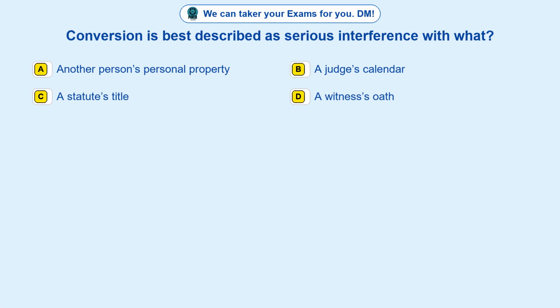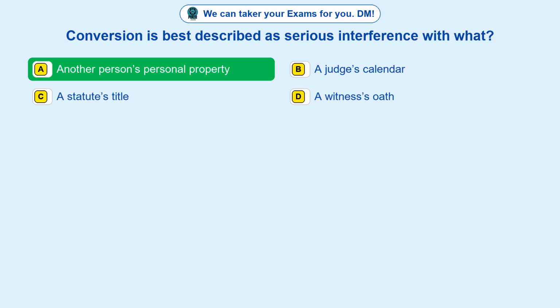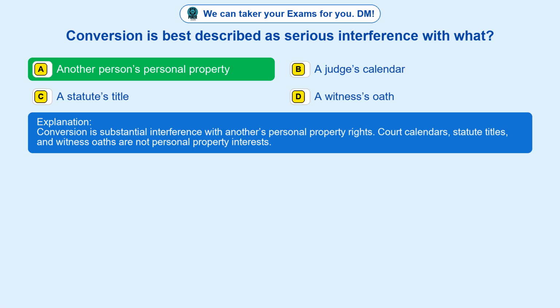Question 57. Conversion is best described as serious interference with what? Option A, another person's personal property. Option B, a judge's calendar. Option C, a statute's title. Option D, a witness's oath. The correct answer is option A, another person's personal property. Conversion is substantial interference with another's personal property rights. Court calendars, statute titles, and witness oaths are not personal property interests.